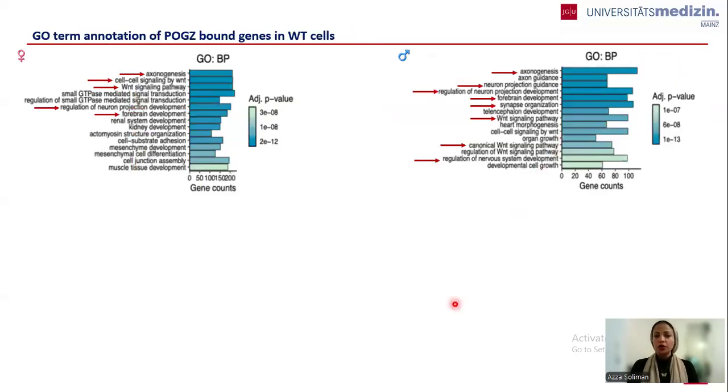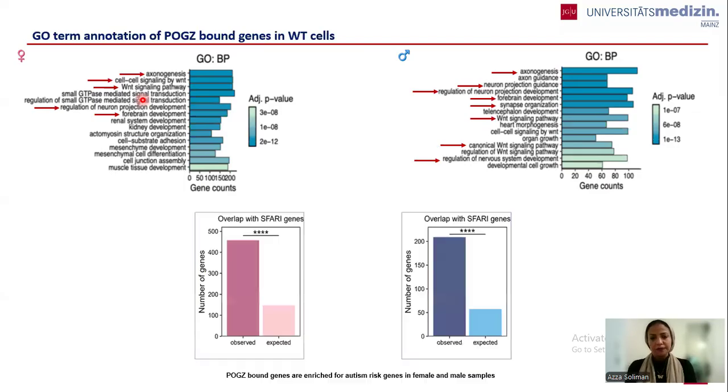When we look at the GO terms for the POGZ bound genes, we started with the wild type cells, and you could see that many terms are common between the female and male cells, and mainly it's about axonogenesis and Wnt signaling, regulation of neuronal projection development, and many other GO terms that are related, I would say, to neuron development or brain development.